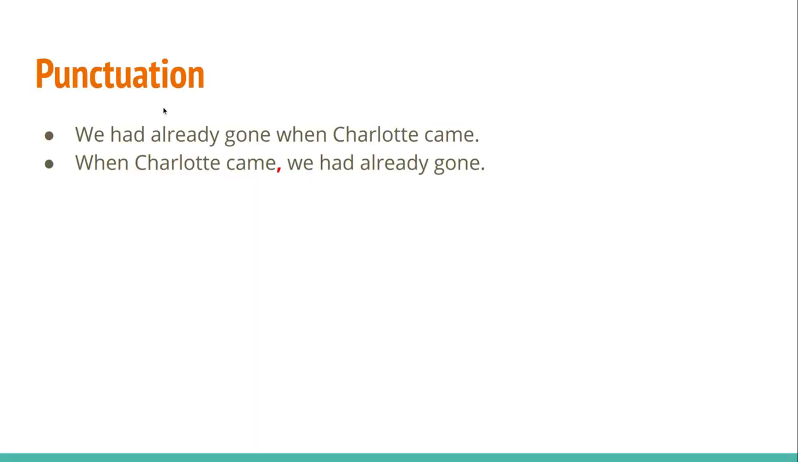Punctuation for subordination is rather simple. If we start with the independent clause and then we have the subordinated one, you don't need to put any punctuation mark. But if we start the other way with the dependent one, the subordinated one, then we have a comma at the end of it, and then we have the independent clause.